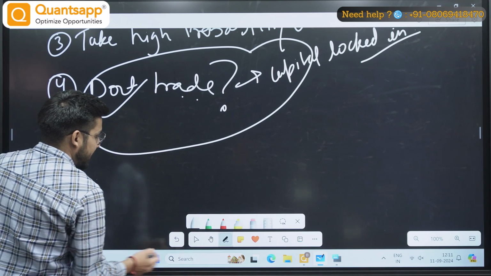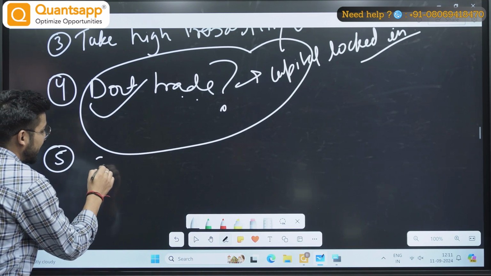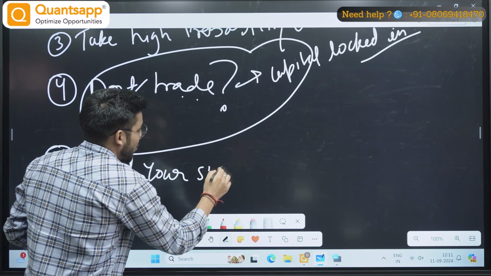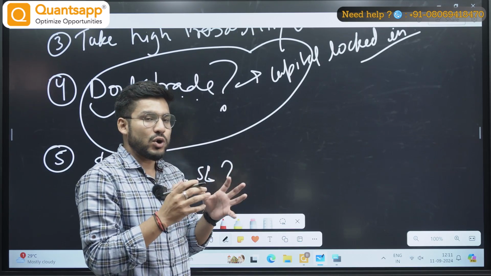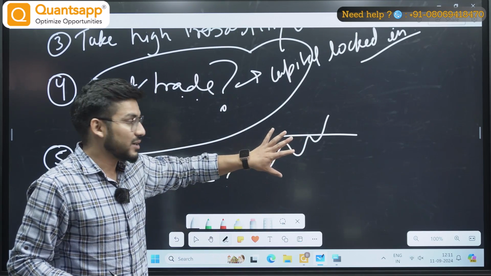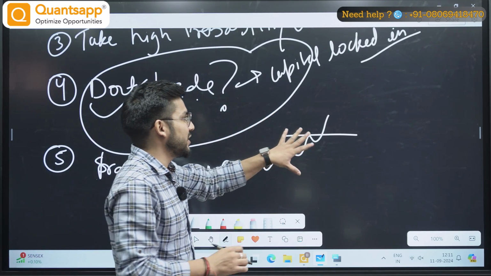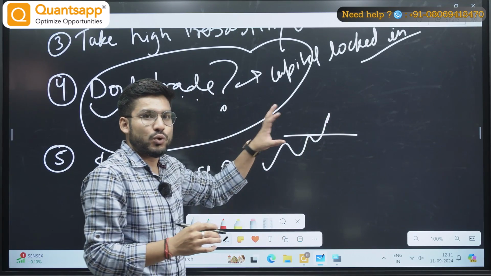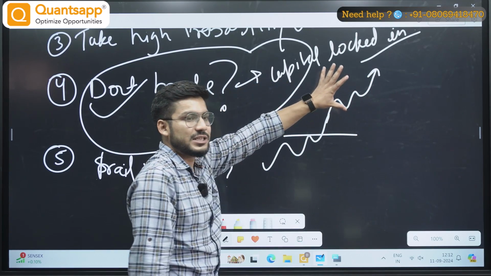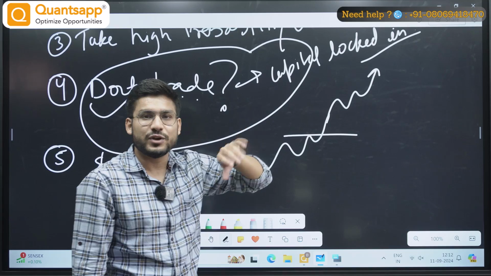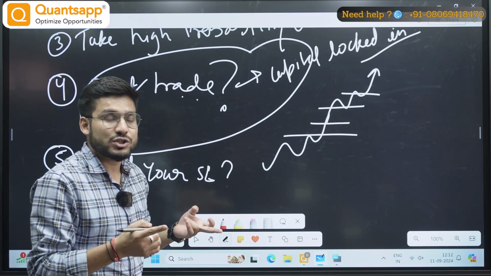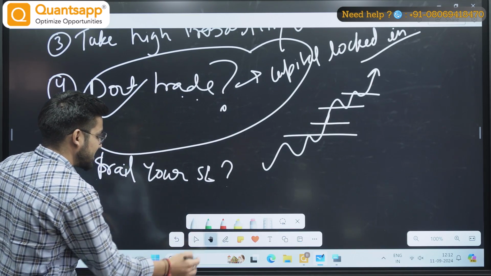The next point, the fifth point, is to always trail your stop loss. Why? Because if you have low capital and the market is going in your direction, you don't want to miss that opportunity. You want to enjoy that trending market. For that, you can just trail your stop loss. Now how to trail your stop loss, that is also one of the questions, so I'll answer that also.